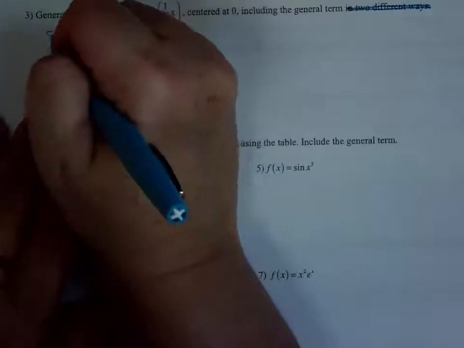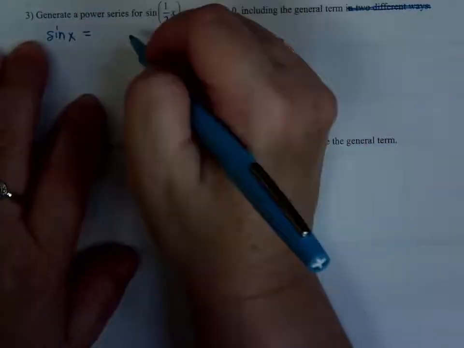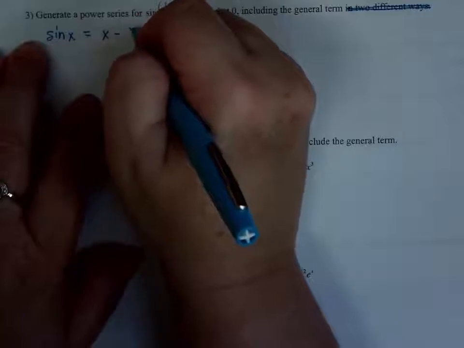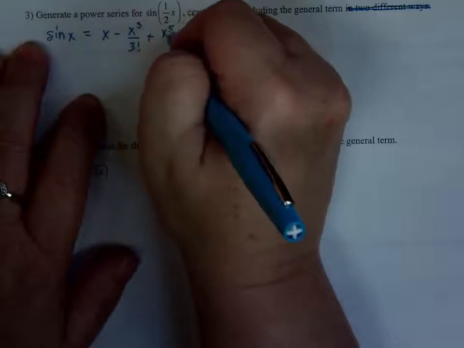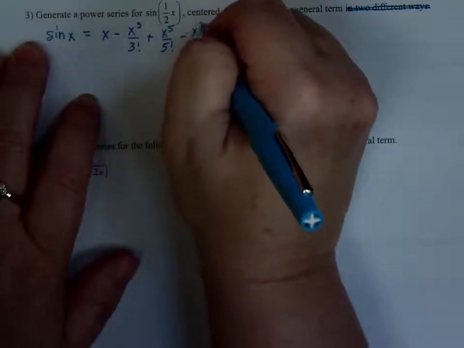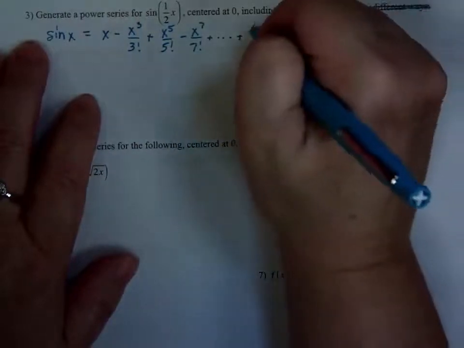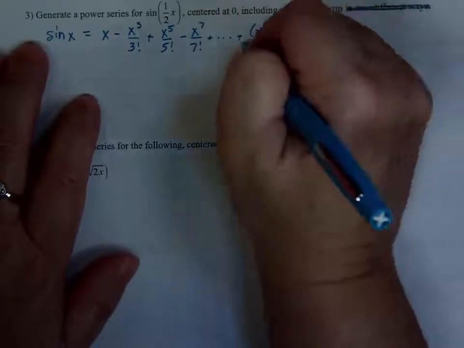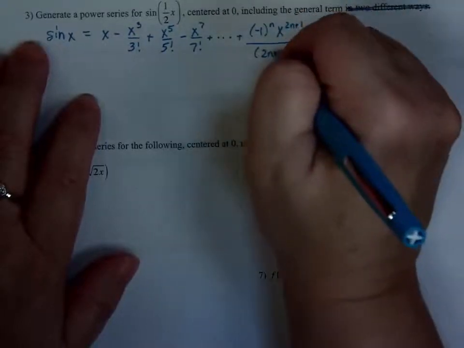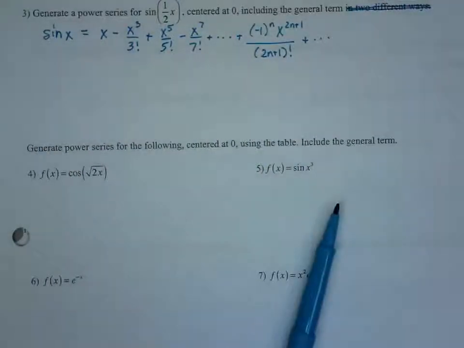So, sine of x equals x minus x to the 3rd over 3 factorial plus x to the 5th over 5 factorial minus x to the 7th over 7 factorial plus dot dot dot plus negative 1 to the n, x to the 2n plus 1 over 2n plus 1 factorial plus dot dot dot. Okay. That is the Taylor series that we're going to modify.